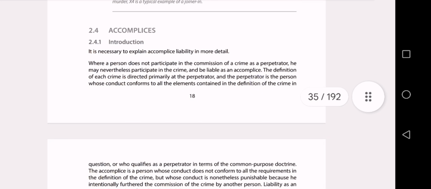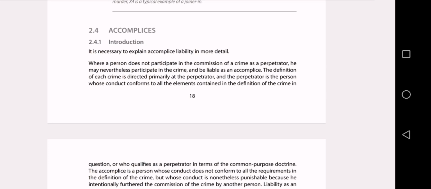Accomplices, page 18. Accomplices. Just a second. We just want to finish unit 2.